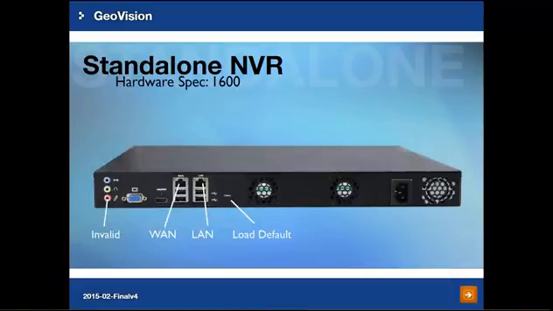The rear view of the 16-channel SNVR. On the left hand side you can see the speaker output and the headphone output. The microphone input is invalid. You can use VGA output or HDMI output. There's a WAN port, a LAN port, and 4 USB ports. There's also a button to load default.